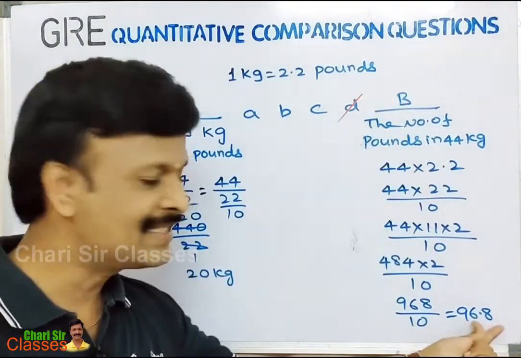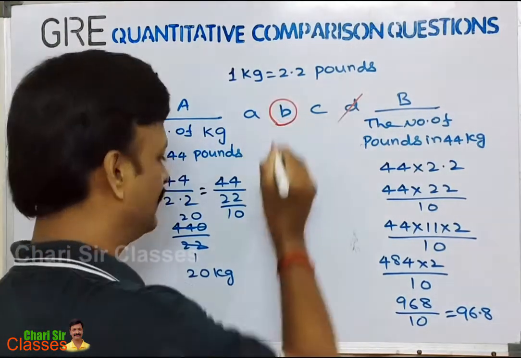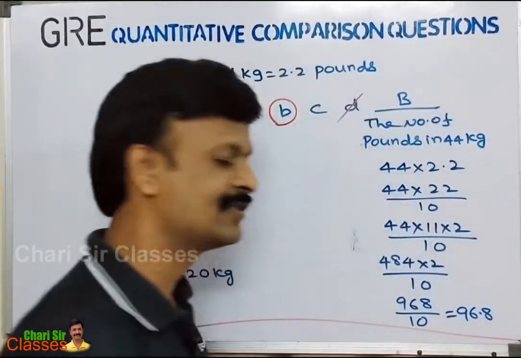Quantity B is greater. So therefore our answer is B. Like this you can solve this.